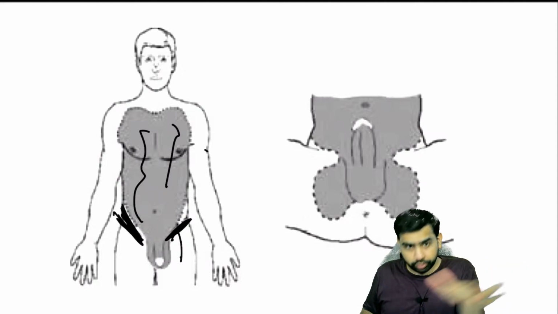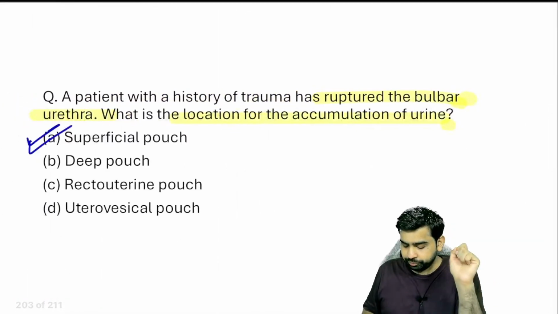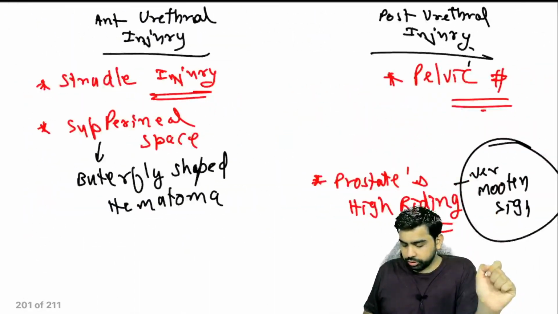It doesn't go beyond the Holden's line. That is what you need to understand over here. So this is the urine accumulation in the anterior urethral injury. What about the posterior urethral injury?